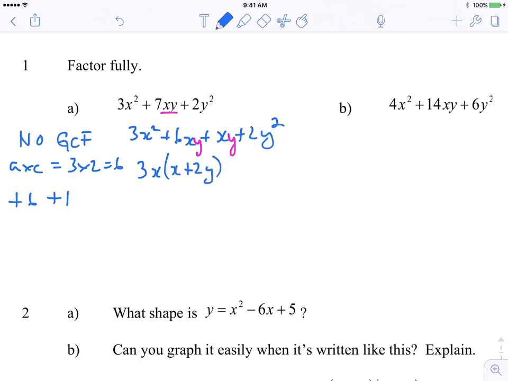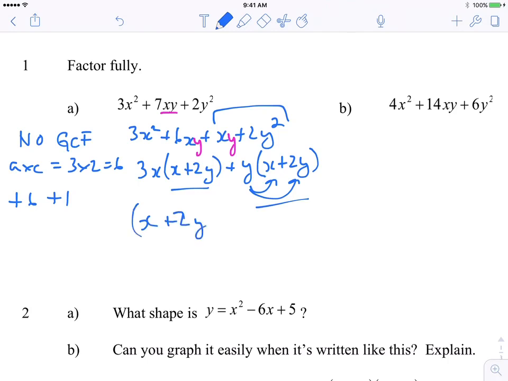And what we have here in common is a positive y for these two. So we take out a y times x plus 2y. So y times x is xy, and y times 2y is 2y squared. And what we have in brackets is the exact same thing, x plus 2y. So I have x plus 2y times 3x plus y. Done.